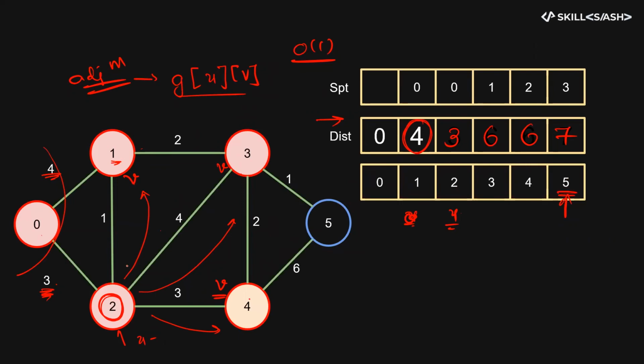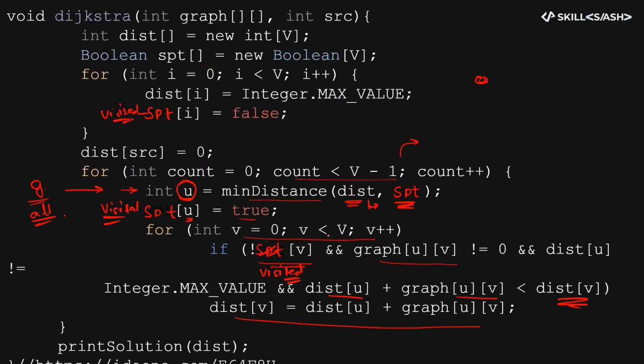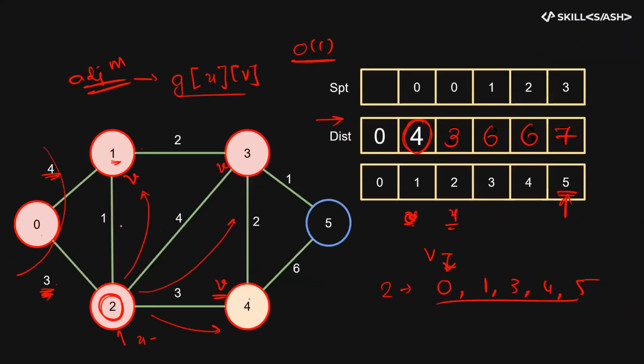No, we will get all. Like for 2, we will get all of 0, 1, 3, 4, and 5. So we will iterate over all. If you see, V is the number of vertices, so it will iterate over all. But we will find an edge for only a few: 2 to 0, 2 to 1, 2 to 3, 2 to 4, not for 2 to 5. Now, 2 to 2 has no edge, so that is also not to be considered.